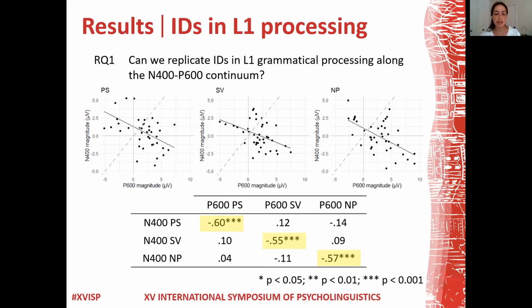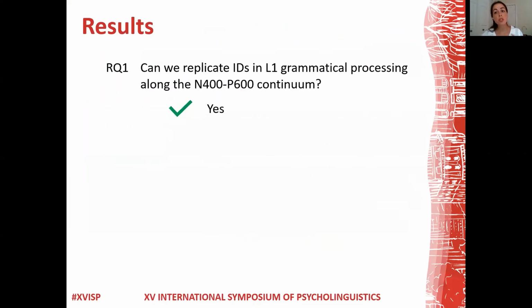Indeed, correlation analysis, as we see here, revealed significant negative correlations between N400 and P600 effect magnitudes for the three experimental conditions. That is, the bigger the N400, the smaller the P600, and vice versa. So going back to our research question, our results replicated previous evidence of significant variability in first language grammatical processing. That is, native speakers do not always use the same mechanisms to process grammar in their first language.